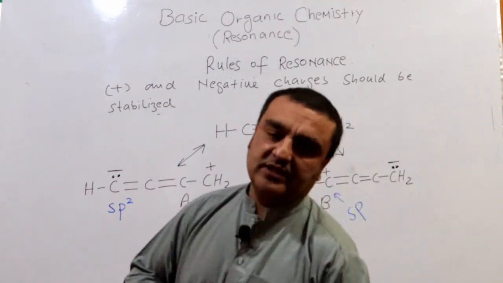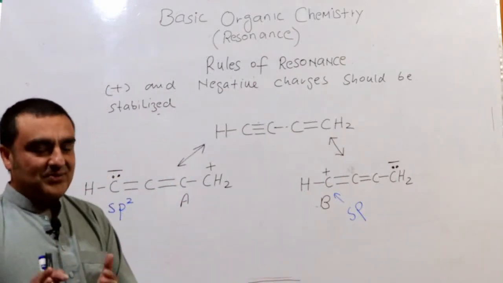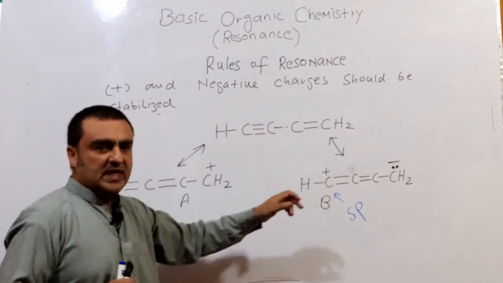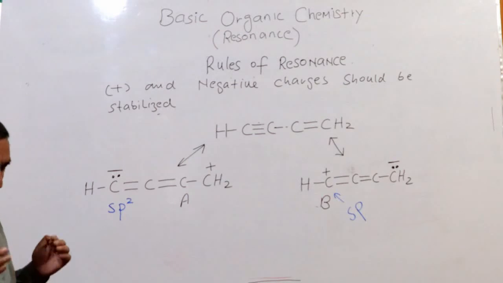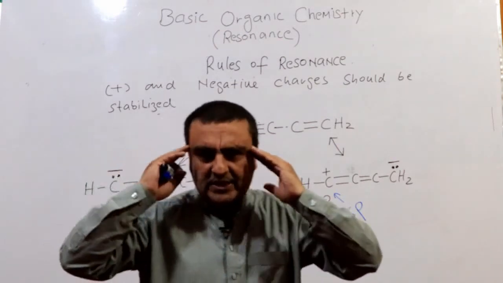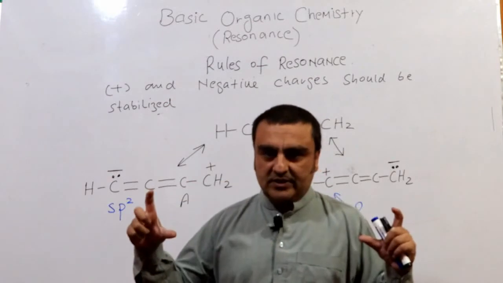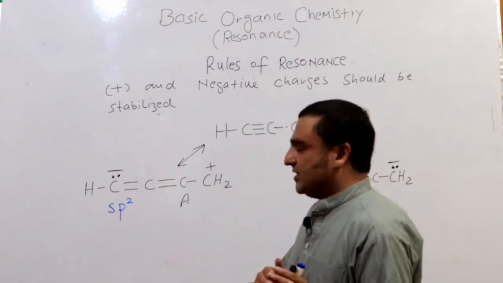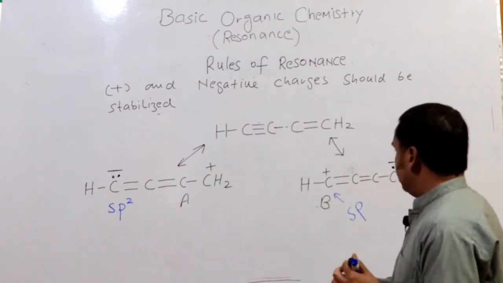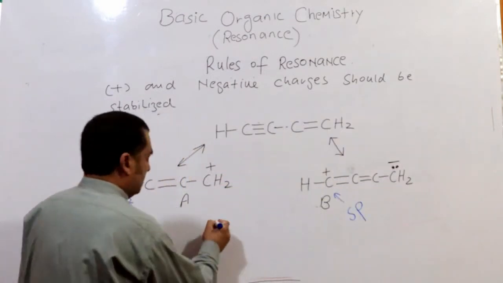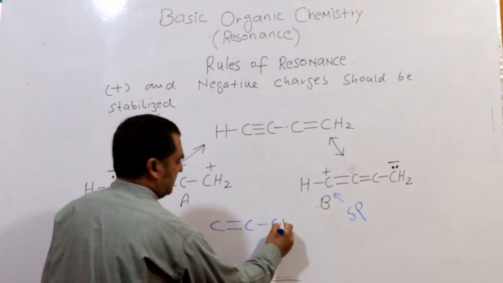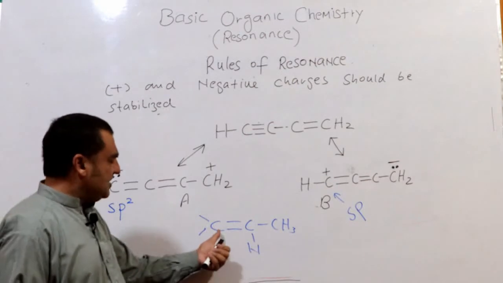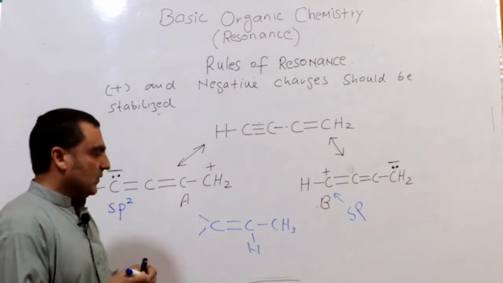Now, as I just told you, you can think of this carbon as more electronegative and this as less electronegative. In other words, a double bonded carbon is more electronegative than a singly bonded carbon. For example, if you have this molecule, CC and CH3, just for understanding, you can think that this is a more electronegative carbon than this one.